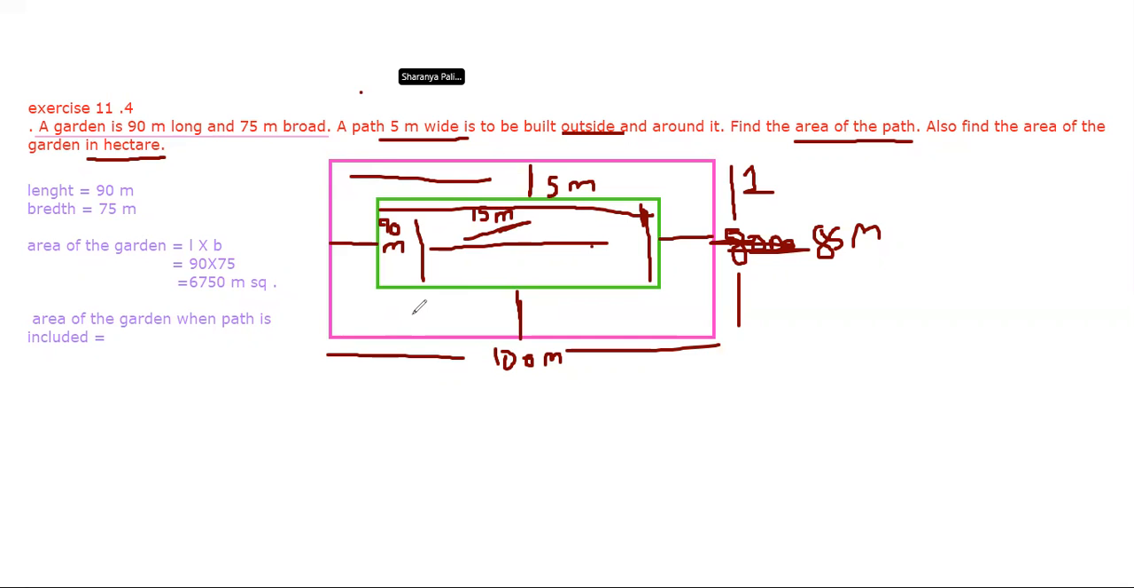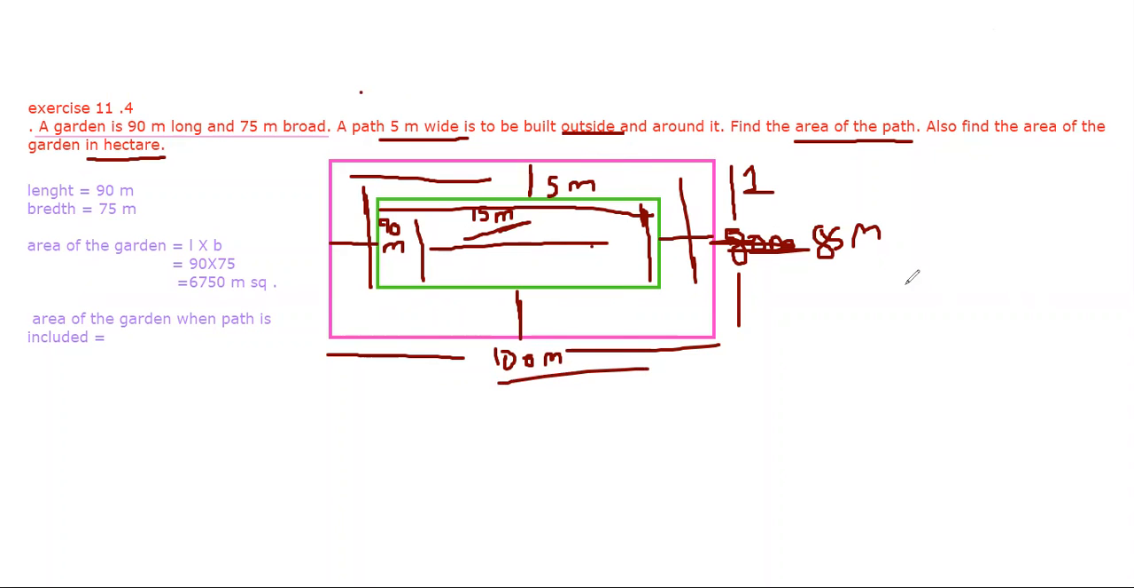Can we add centimeter and meter? We cannot add it because we have to convert either a meter into centimeter or centimeter into meter. So we cannot add this thing, breadth. So the 5 over here is not added, and the 5 over here is not added. What is added is the 5 over here and the 5 over here. That makes a total of 10. And 90 plus 10 is 100 meters, obviously.